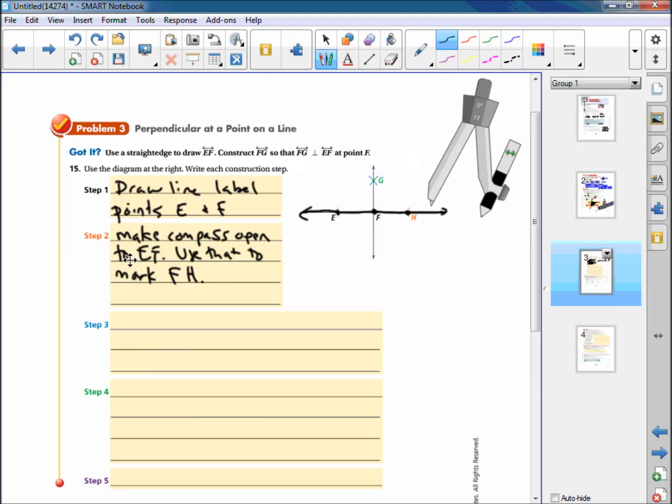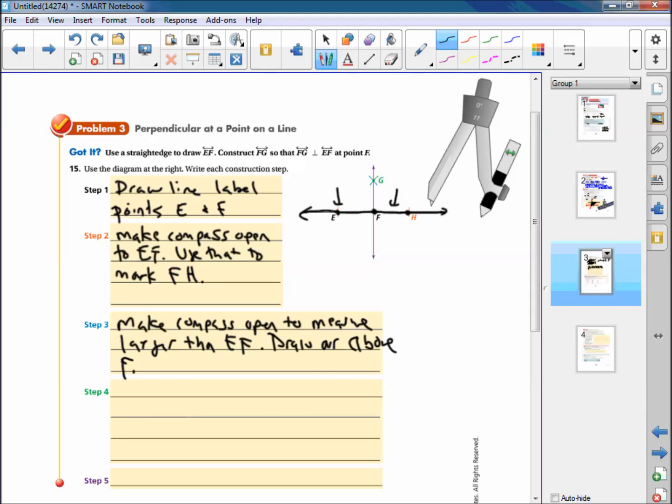Okay, all right. Now step 3 is going to make the compass open to a measure larger than EF. Okay, so we put the point on E, and then we put the point somewhere out past F. Okay, all right, and then draw in arcs above F. So we made this arc right here.